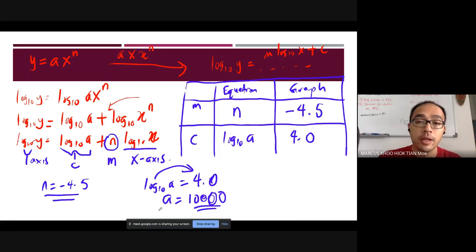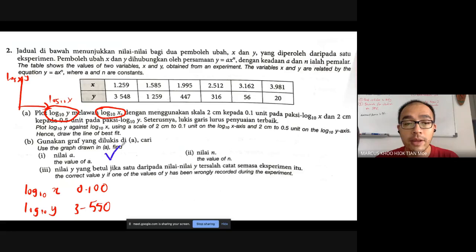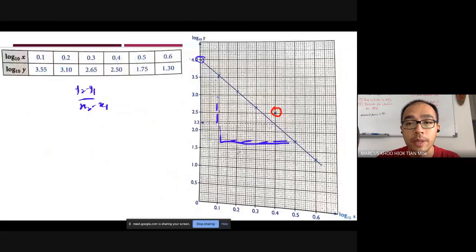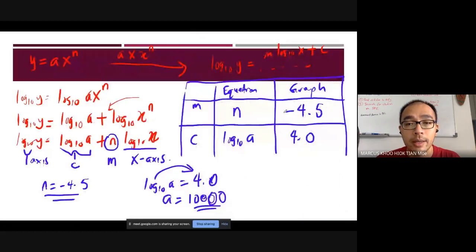And there you have it. By using this, you settled the value of a, you settled the value of n. All we did was change the equation so that it looks like our graph, and then put it in here. Then we find the value of the gradient and the y-intercept from the graph. And then we kasih sama: n sama dengan negative 4.5, log 10a sama dengan 4. So ini settled, ini tinggal satu lagi langkah tambahan. Also settled.